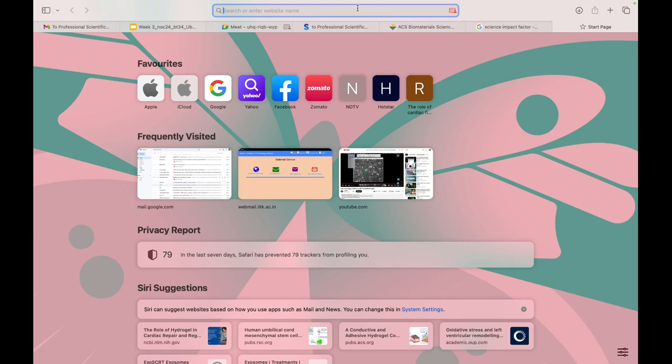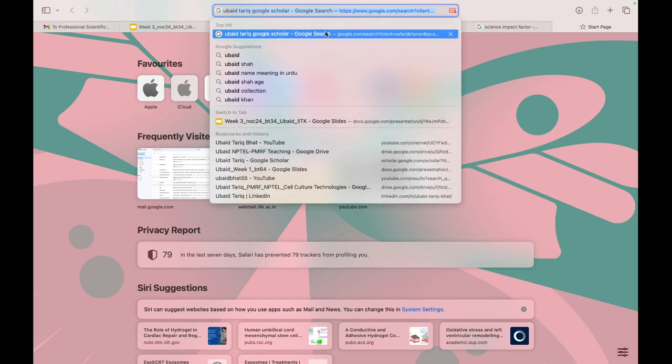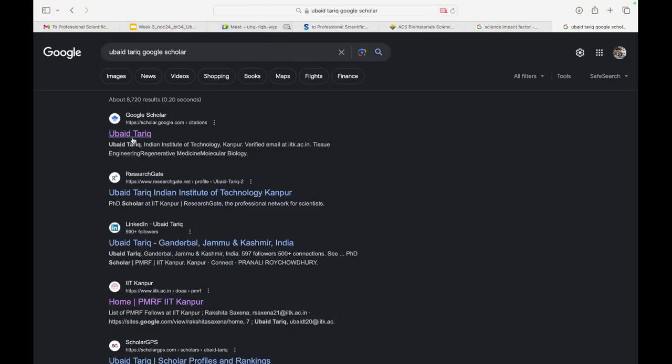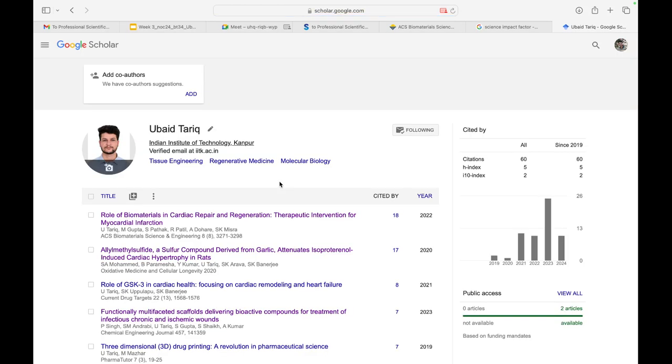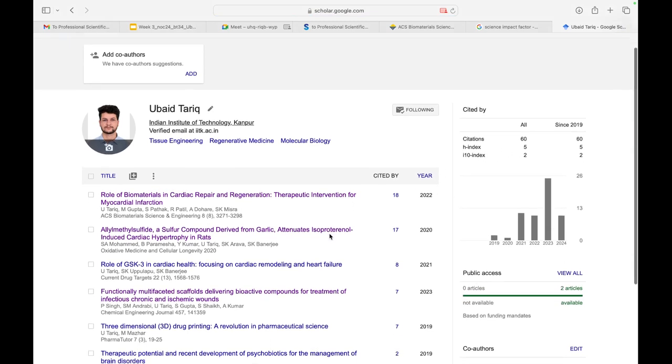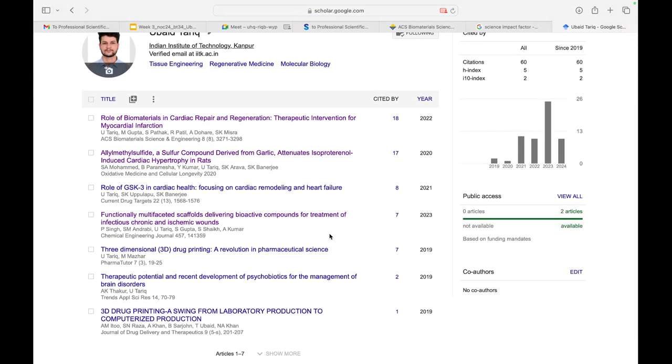So I will show you another thing about impact factor. For example, this is my profile. So I have got this citation. Sometimes when you apply at some place, they ask you to write your total impact factor. What is the total impact factor that you have published? That time is what you have to do.